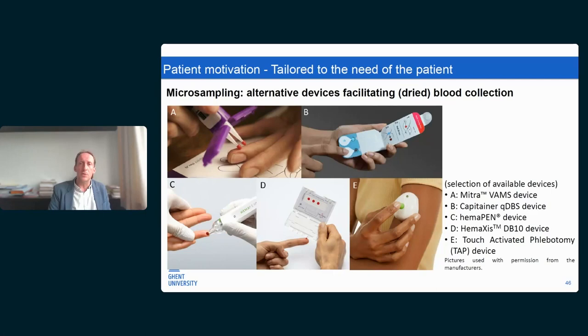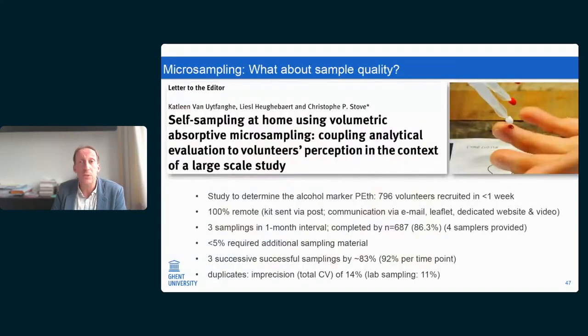And like I already said, there are several alternative devices that have facilitated dry blood collection. Here are just some examples. There are multiple examples, also several that are not listed here. But in a sense, it comes down to the fact that multiple approaches have been set up that allow the patient to collect samples in a trustworthy manner in the home environment. And it is possible to collect trustworthy samples, because if we look at and score the sample quality, we can really get good quality samples.